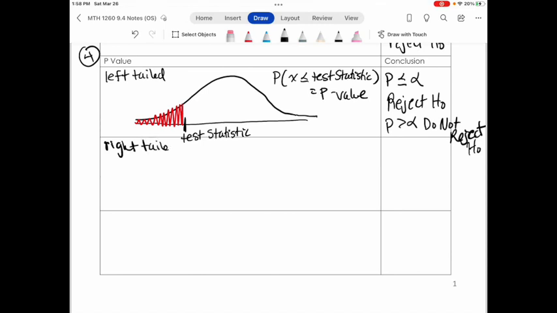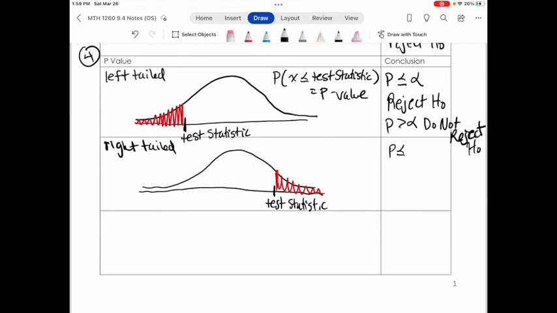Now the same idea is true for the right tail test. It's just going to be on the right-hand side. We're going to use our test statistic to find this probability here in red, the probability of getting another test statistic that falls in that red area. That's our p-value, that's our probability. And again, if that p-value is less than or equal to alpha, then we're going to reject our null hypothesis. And if the p-value is greater than alpha, we're going to say do not reject the null hypothesis.